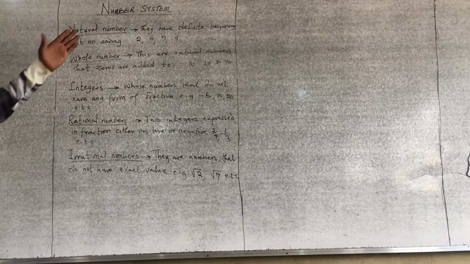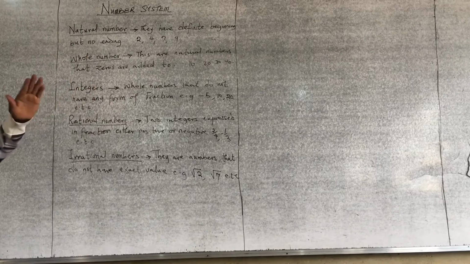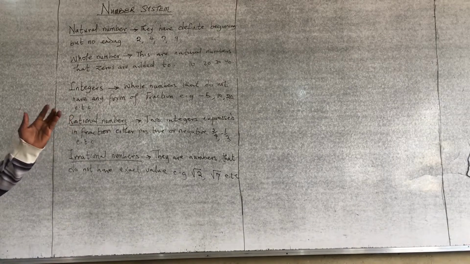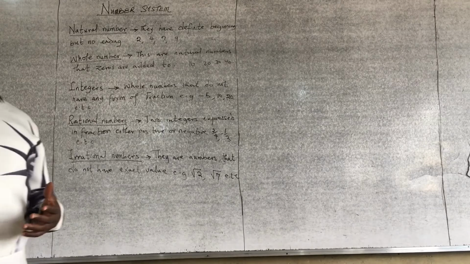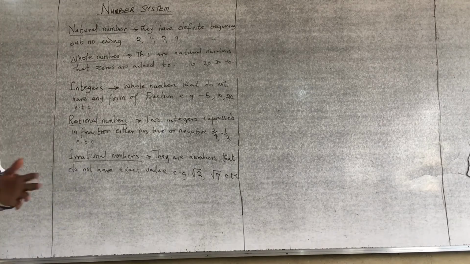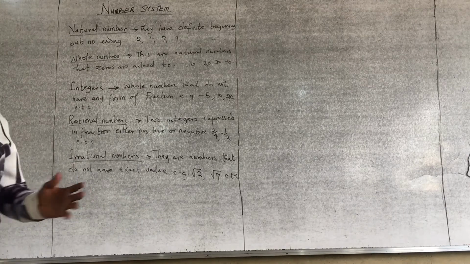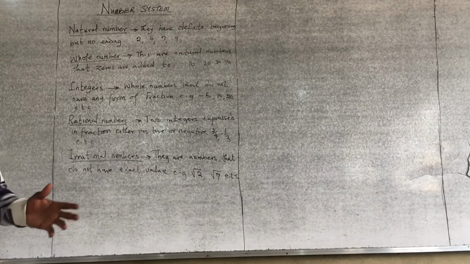Okay, so today we are looking at number system, and of course, under the number system, you have to know what natural number is, whole number, integers, rational number, and of course, irrational number. So natural numbers are those that have a definite beginning but no end. For example, when you have numbers 2, 4, 98, 147, combining plenty of numbers together.